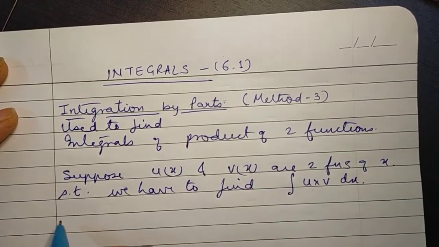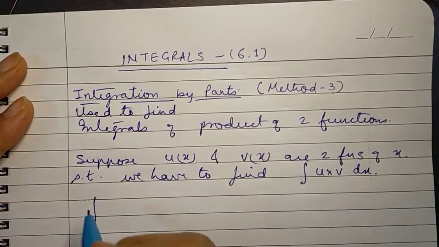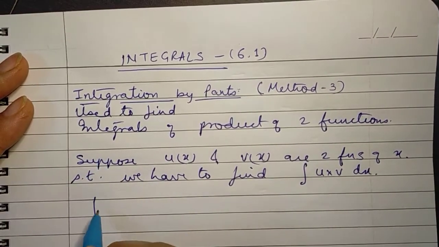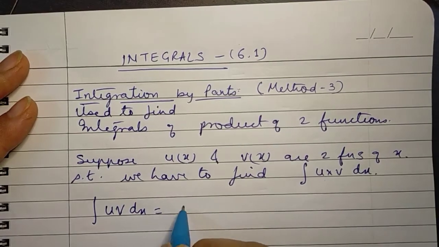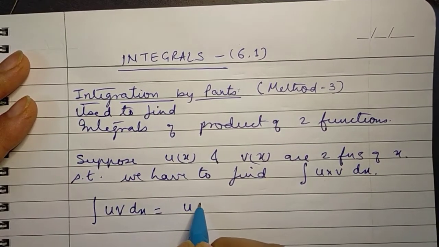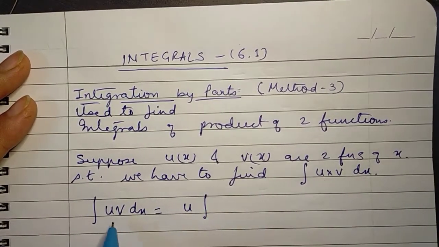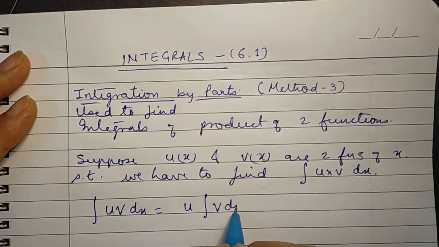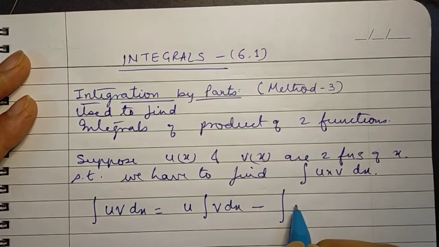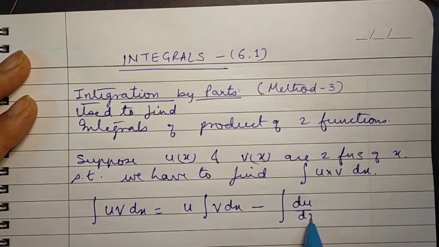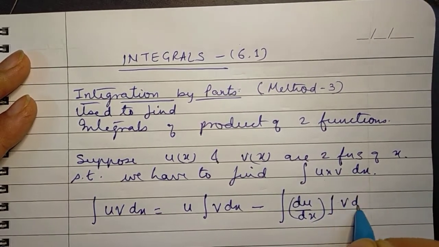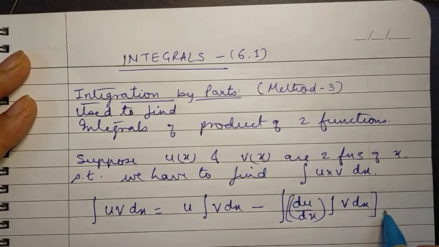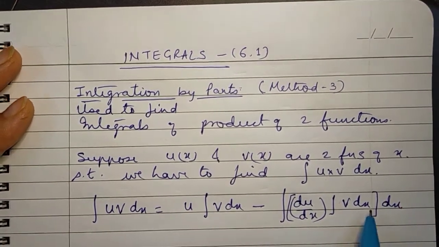Then the formula, the integration by parts, says that the integral of uv dx is equal to first function into integral of the second function, minus integral of derivative of the first function into integral of the second function, whole integral. So this is the formula.